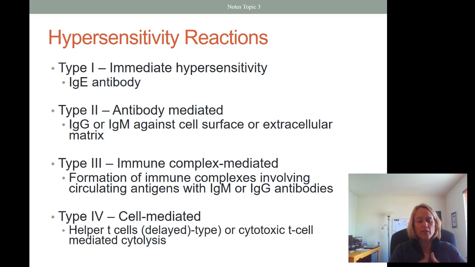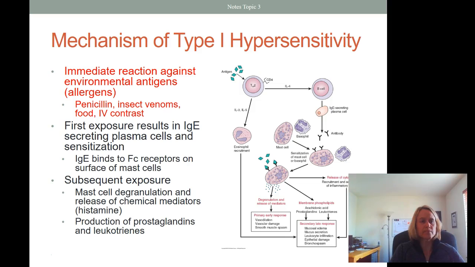Type 4 is the only one that is cell mediated, so this is mediated by T cells. So the delayed type, we have helper T cells that are involved that activate other cells that produce a response, or cytotoxic T cells that directly kill cells. This occurs in some autoimmunities as well as in reactions such as a poison ivy reaction.